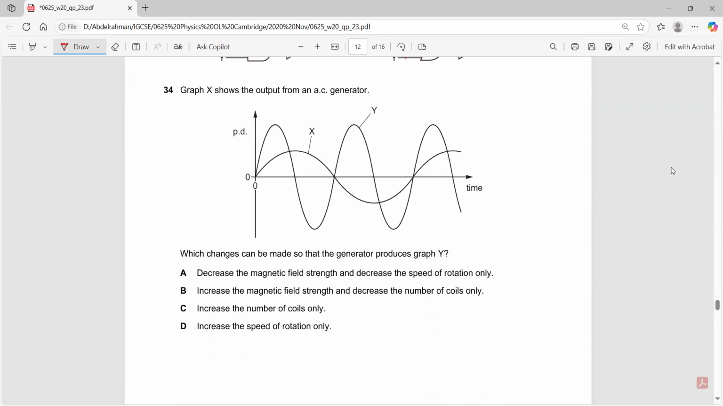34. Which changes can be made so that the generator produces graph Y? So if it was originally X, how can I produce Y? Decrease the magnetic field. No. Increase the magnetic field and decrease the number of coils. No. Increase the number of coils only, or increase the speed of rotation only. Actually, if you increase the speed of rotation only, it would be sufficient. Increasing the speed increases the magnitude of the output and increases the frequency. So 34 is D.